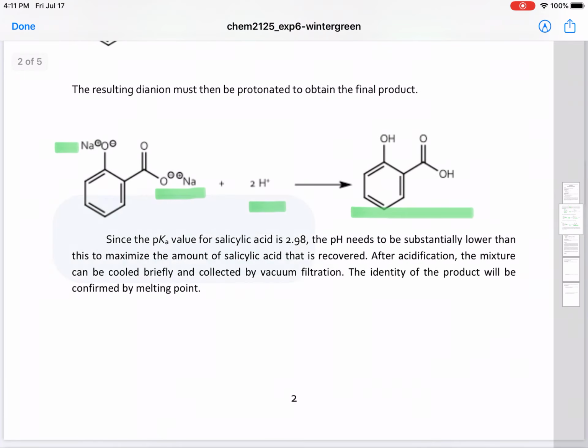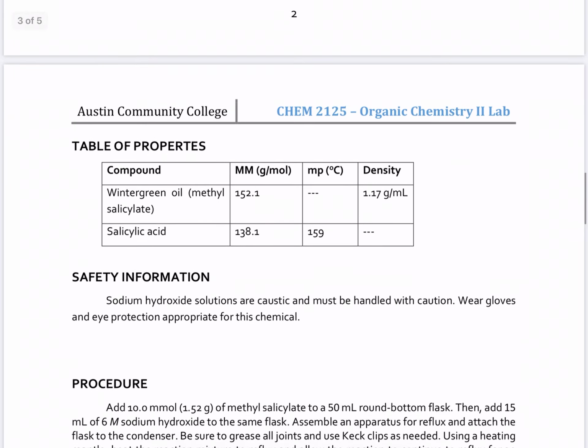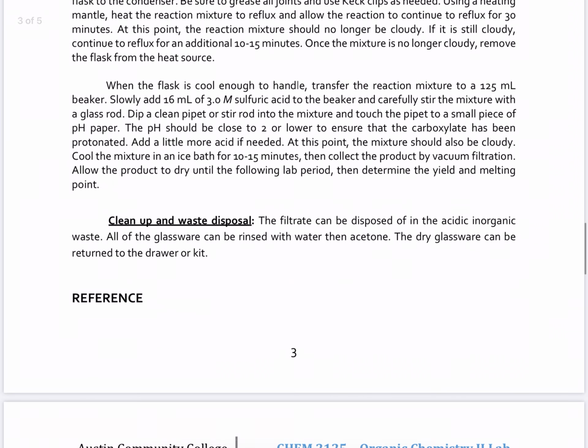What you're going to do next is add hydrochloric acid. You will see all of this in your virtual video. You add hydrochloric acid. No, we're going to be adding sulfuric acid. It's okay, both of them are concentrated acids. The procedure says you're going to be adding sulfuric acid, 3 molar, about 16 milliliters. And when you keep on adding it, you will see that it will start forming a precipitate.